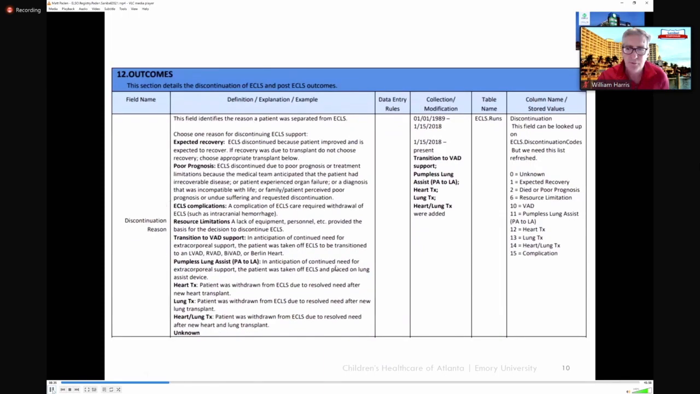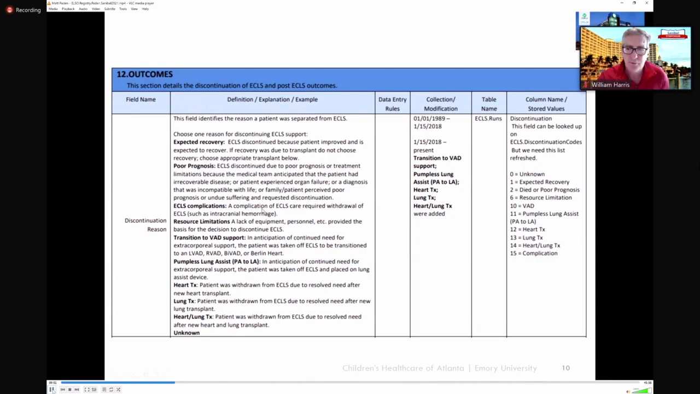And then a final thing to look at is outcomes. This is one of the most important reasons, and what I'm showing you here is the reason that we came off of ECMO. We have expected recovery, that the patient was expected to go on and do well, and that's why we came off, or the opposite of that, the patient was doing poorly and the family decided to withdraw care, or did we come off for ECLS complications?